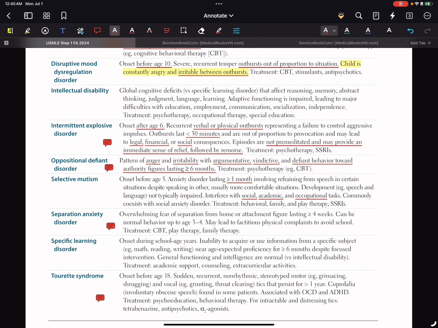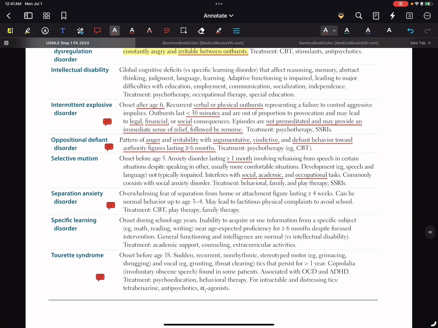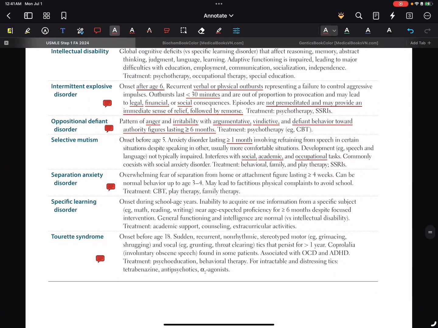Intellectual disability: global cognitive deficit, unlike specific learning disorder. It affects reasoning, memory, abstract thinking, judgment, and language learning. Adaptive function is impaired, leading to major difficulties with education, employment, communication, socialization, and independence. Treatment is psychotherapy, occupational therapy, social education, special education. So they'll tell you that the patient is doing good with everything, but he has a specific learning difficulty in one thing.